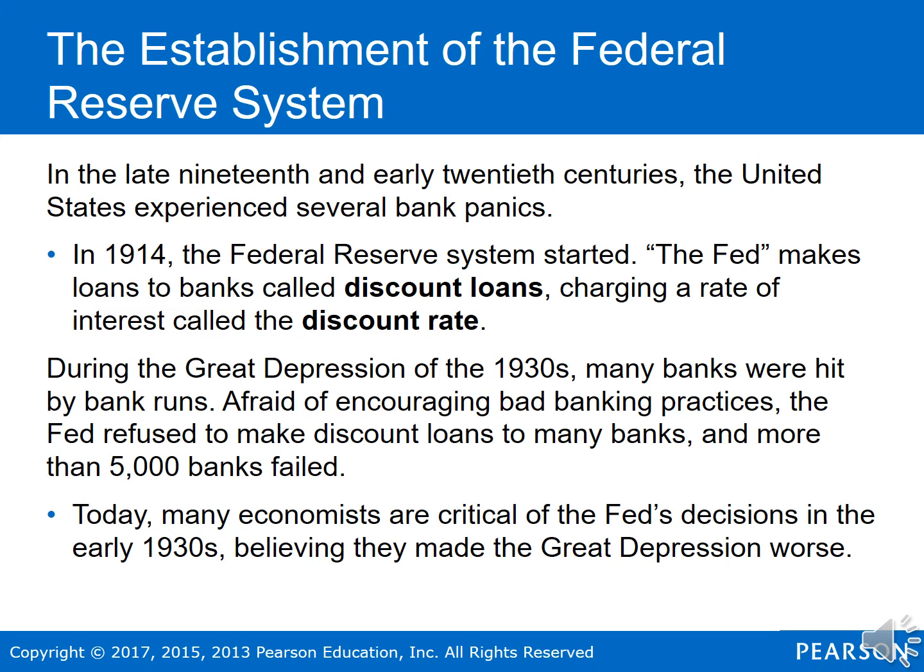During the Great Depression in the 1930s, a lot of banks were hit by bank runs simultaneously, and these runs continued for years. It wasn't just a short period of time, like normal banking panics. Because they were afraid of encouraging bad banking practices, this so-called moral hazard, where you bail someone out when they do something wrong so they don't have any negative repercussions of these actions, the Fed refused to make discount loans to many banks, and over 5,000 banks failed, which was catastrophic for the economy at the time.